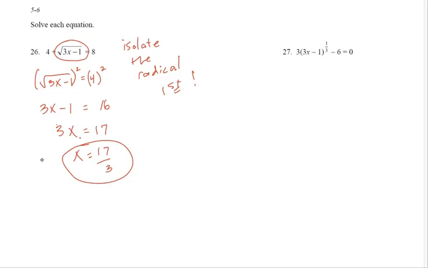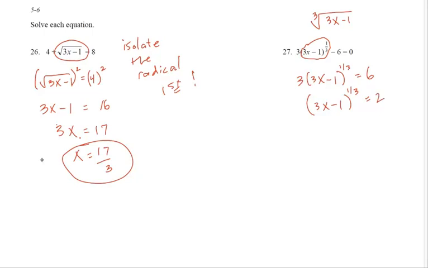A fraction exponent like this, just going to circle. This is the same thing as radical form, the cube root of 3x minus 1. So when you're asked to isolate the radical, it's talking about what I've circled here. So 2 steps, add 6, divide by 3.